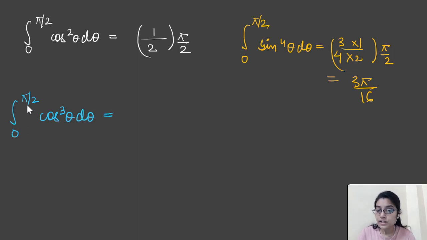See, the limit is from 0 to pi by 2 and the power of cos is an odd number. So we will just do this kind of calculation and we will not multiply by pi by 2. So this is 3, 2, 1. So the answer came out to be 2 by 3. आप इसको manually check करके भी verify कर सकते हो कि whatever I have written is correct or not.